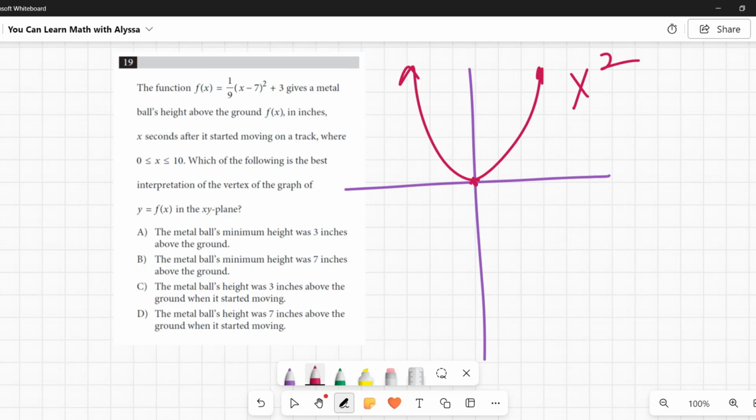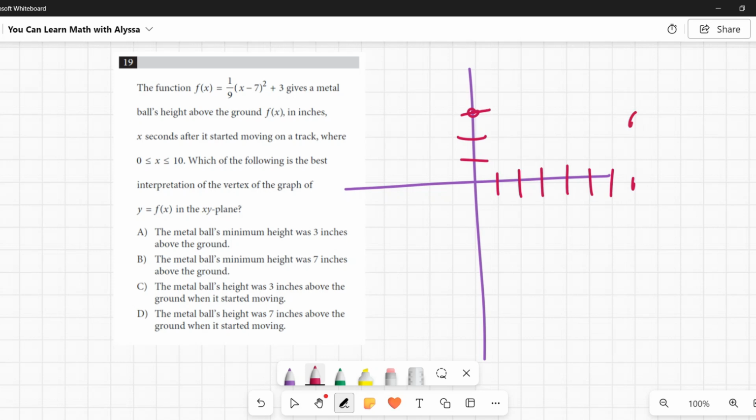Again, if you have these rules down pat, you can look at this right here and go, okay, so I'm starting with an x squared, just a plain x squared, and it's positive, so it's still opening up. All right, that 3 is going to move the vertex up 3 points. And then that minus 7 is going to move it the opposite, so plus 7 on the x. 1, 2, 3, 4, 5, 6, 7. Okay, so it's going to be there, and 1/9 means it's wide. Okay, so I've got a wide parabola with a vertex at 7, 3.